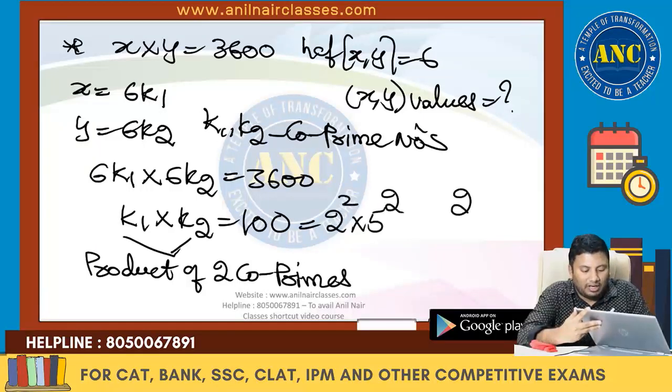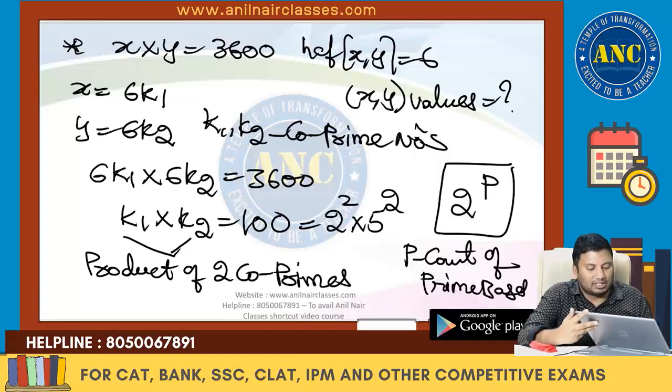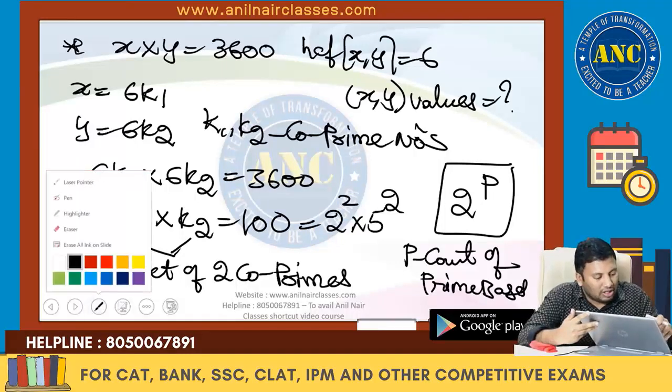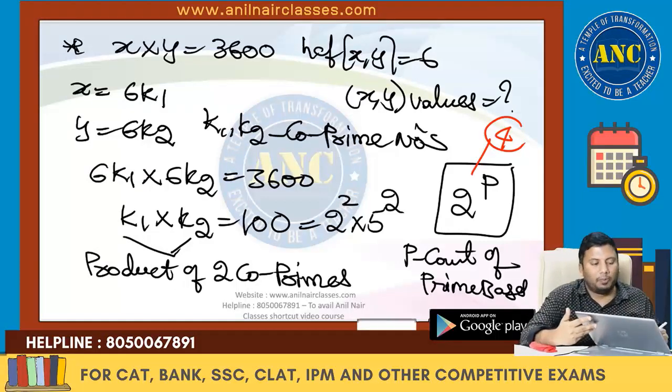Already in the morning we discussed, it is nothing but 2 power p. I gave you the proof also. p is the count of prime bases. So the answer for this question is 2 square. Answer is 4. I hope it is clear.